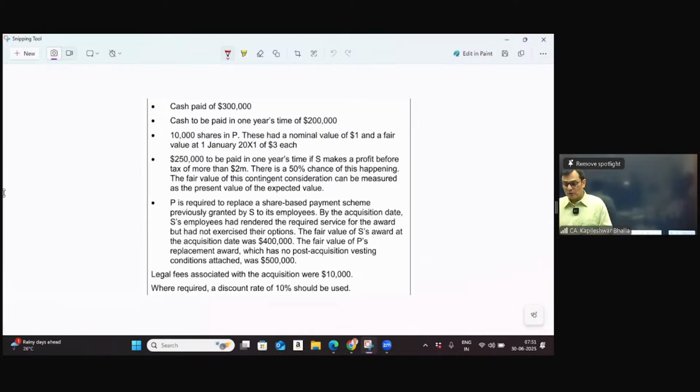Then he says the fair value of the award on the acquisition date is 4 lakh and the fair value of the new award or the replace award is given to me is 5 lakh. Then he says the legal fees associated with the acquisition is given. What is this legal fees? Transaction cost. That's a transaction cost and that's not a part of the purchase consideration. Then he says wherever required, you need to consider a 10% discounting rate as well. Wow. So I think that makes it all the elements put together.